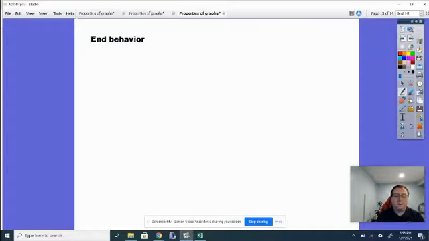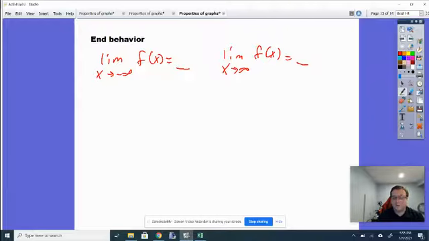Okay, last thing, end behavior, just really quick on this. Limit as x approaches negative infinity, f of x equals what? Okay, so as x is going to negative infinity, where is f of x going? And then we also want to look at the other side, end behavior, so both ends. F of x, where does it go? Okay, now this is the notation you're going to see in pretty much every class moving forward.